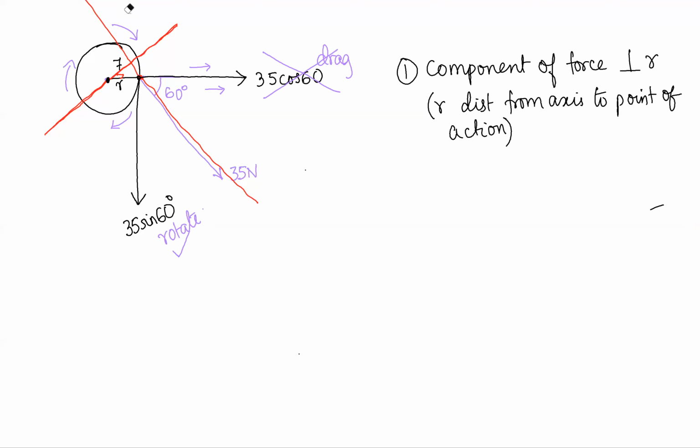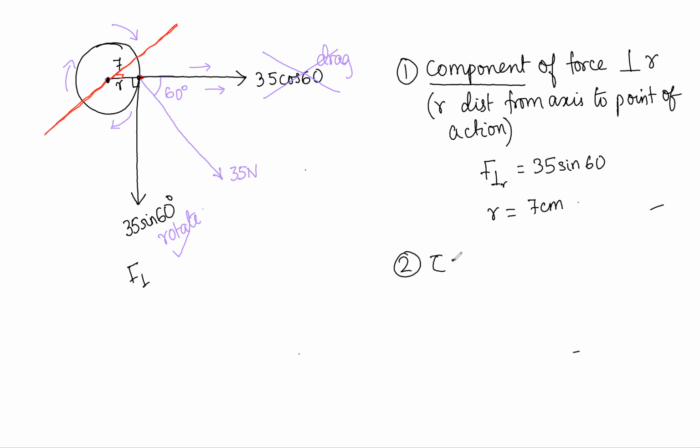We are no longer interested in the line of action of this force. Instead of line of action, we are going to deal with components. So what is the component of this force that is perpendicular? I'll choose the perpendicular component, which is 35 sine 60. So F perpendicular to R is equal to 35 sine 60. My value of R is 7 centimeters. Now you can directly apply torque is equal to R into F perpendicular. So you can write 7 centimeters multiplied by 35 times sine 60.